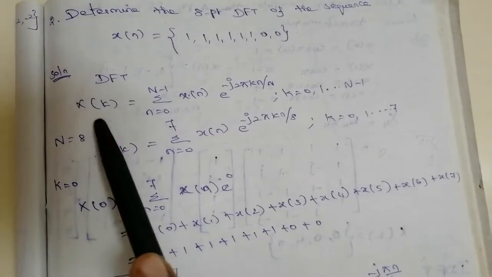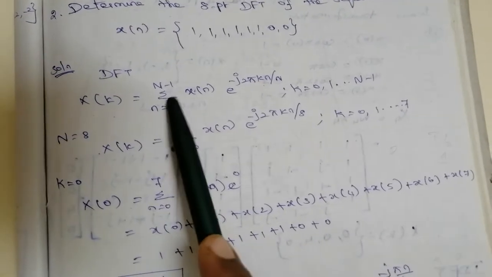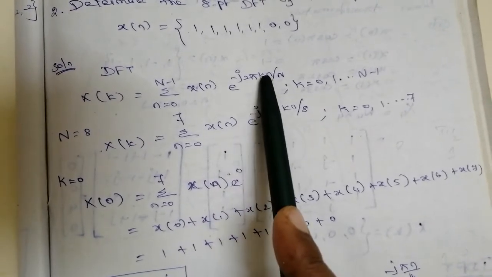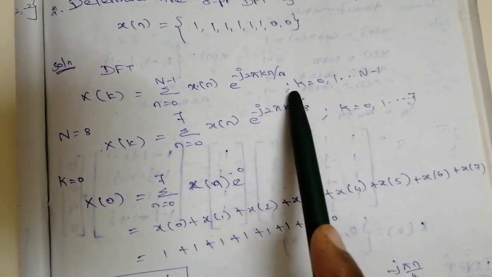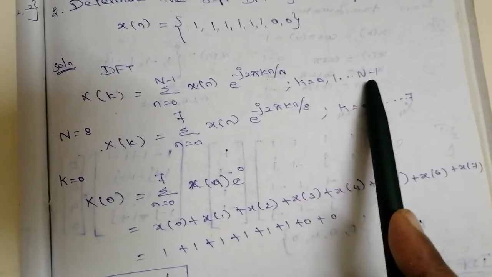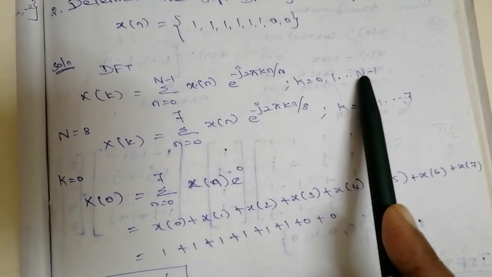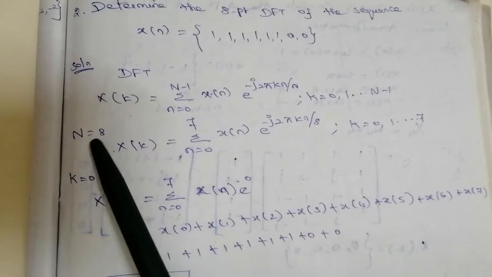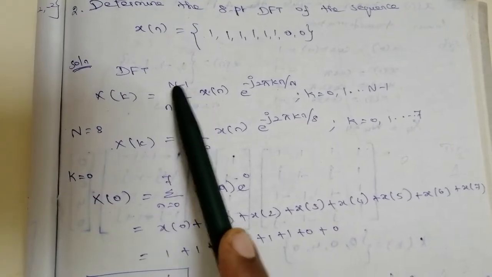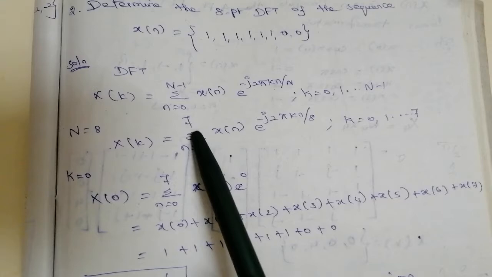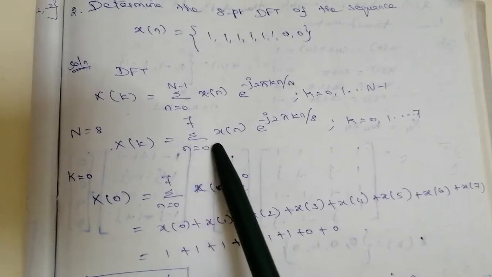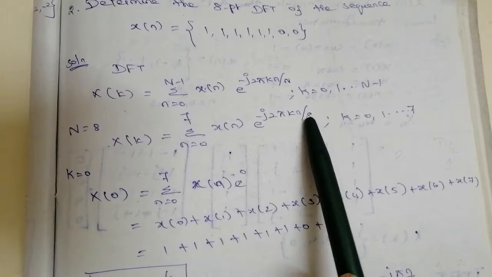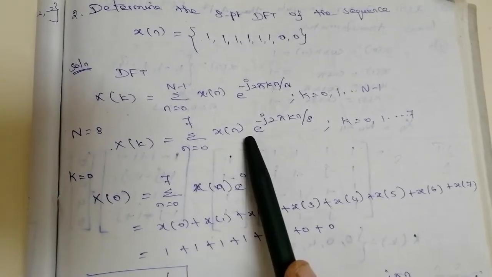We know the DFT formula is x of k equal to summation n equal to 0 to capital N minus 1 of x of n e power minus j 2 pi k n by capital N, where k ranges from 0 to capital N minus 1. Here capital N is the length of the sequence, that is 8. Now substitute the N value: the summation n equal to 0 to N minus 1 becomes 0 to 7, then x of n e power minus j 2 pi k n by 8. Now expand this summation term.